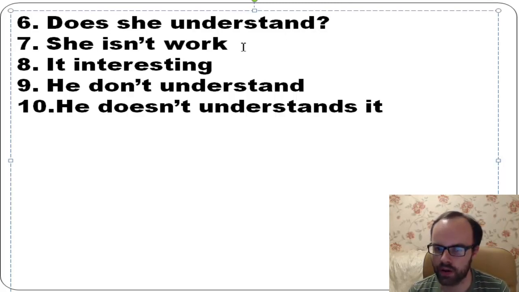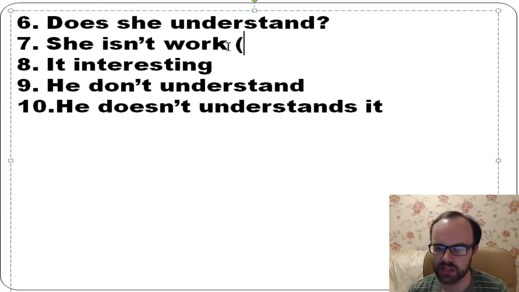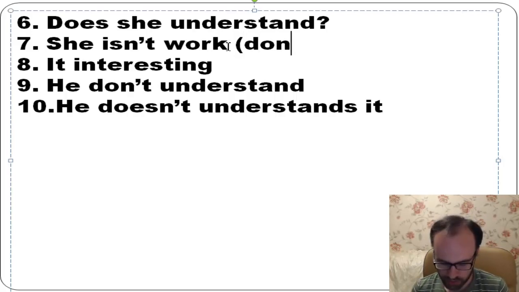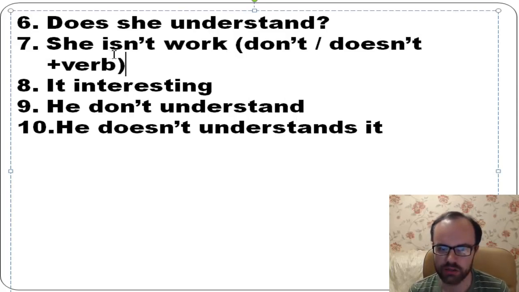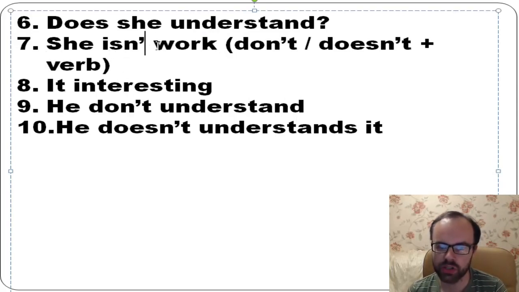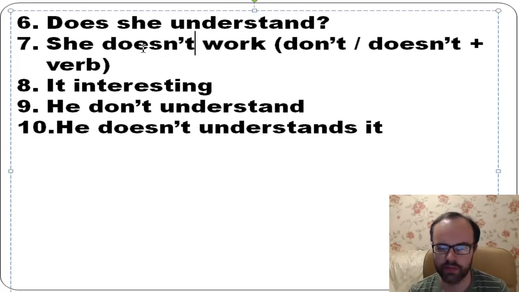"She isn't work." So work is a verb. And you know that if you want to say a negative sentence in present simple, you put what? Don't or doesn't before a verb. So don't or doesn't plus verb. She, he, it, doesn't. "She doesn't work." Okay? Next.